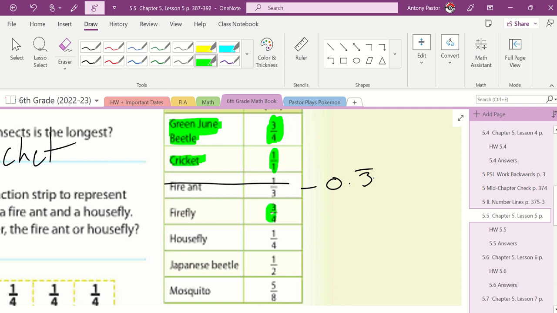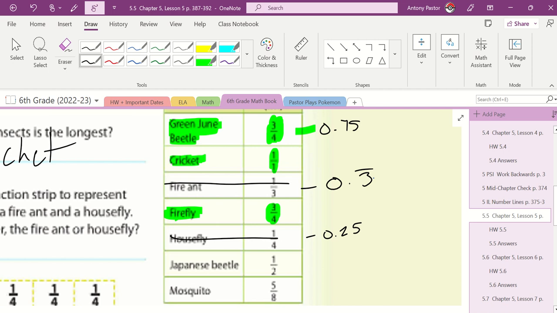3/4 shows up again with the firefly, which we already confirmed up here with the green June beetle is bigger than a half. That is actually 0.75. Housefly is 1/4, which is 0.25, so not bigger than a half. So we're going to cross that one out.